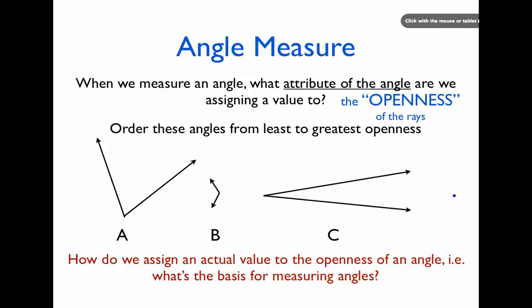So it has to do with circles, and it has to do with looking at how far you are from the vertex. If this was the center of the circle, and the circle went through that point, what would that distance be? That'd be the radius, right? Okay, so now we're getting somewhere. Measuring the openness of an angle has everything to do with circles, putting the vertex at the center of a circle.